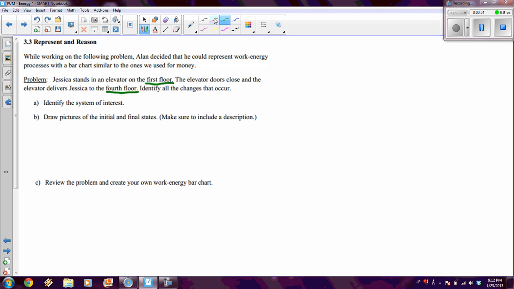So for part A, we want to identify the system. In this case, there are three different things. We have Jessica, we have the elevator, and then we have the Earth. And the Earth is exerting a force on Jessica, keeping her on the ground. So in this case, to keep things easy for me, the system will be Jessica and the Earth.